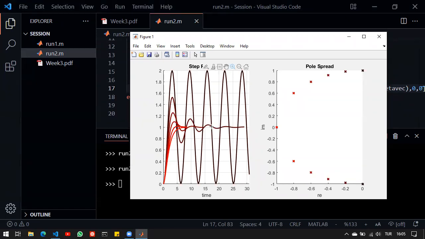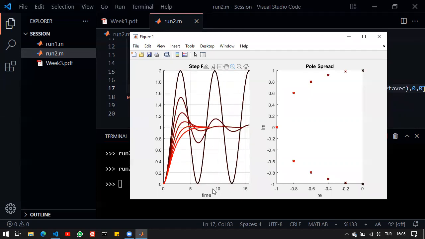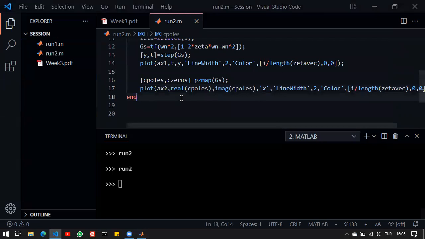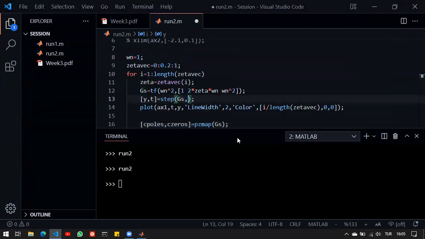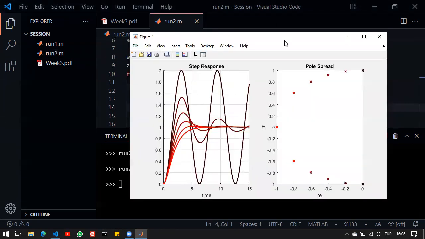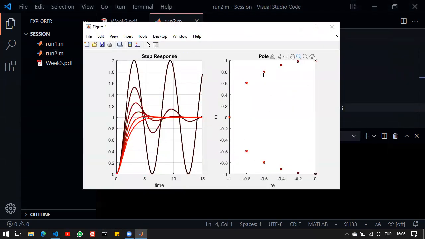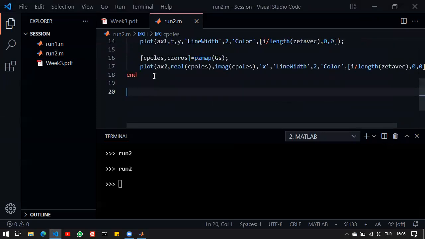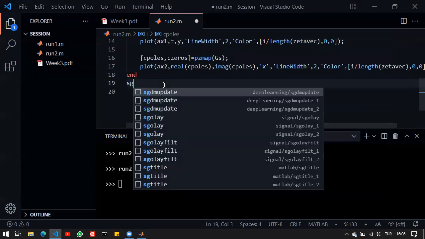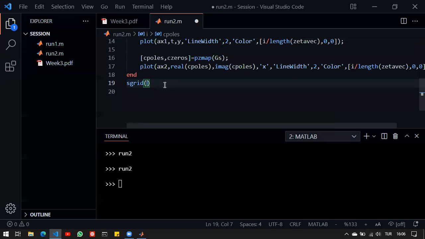So in order to zoom in automatically, I will use, I guess, 15 seconds of settling time. So let's provide the final time here as 15. Now that's better. And now let me also use this S-grid here because I've talked about the circles and lines. So S-grid here will plot me automatically the grid that I'm interested in.